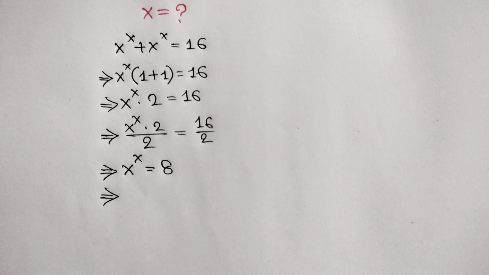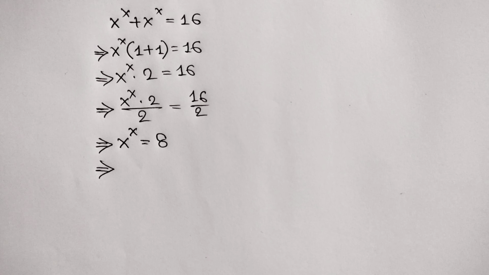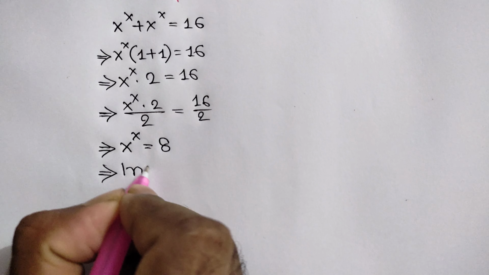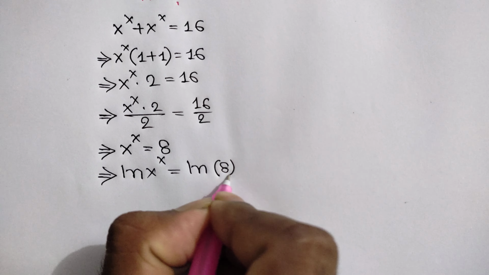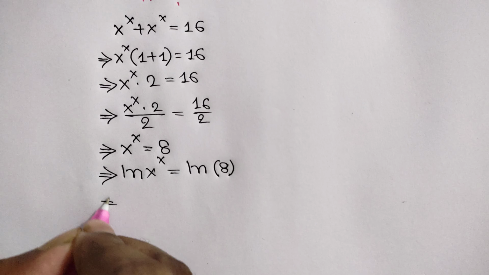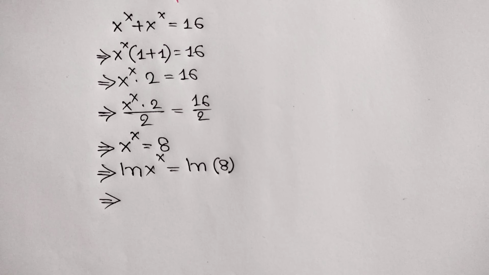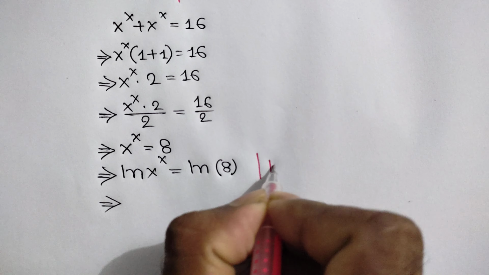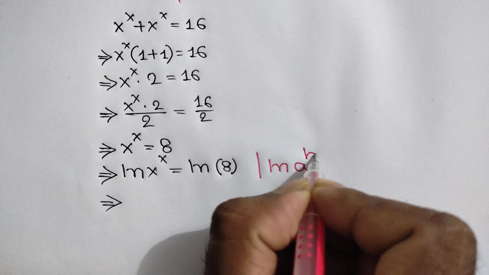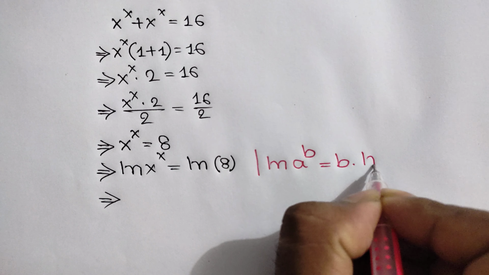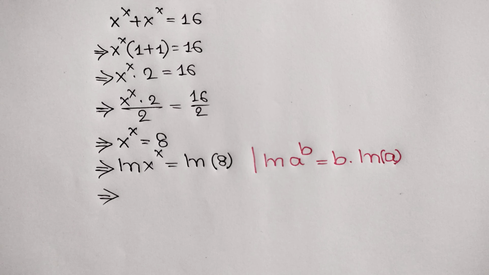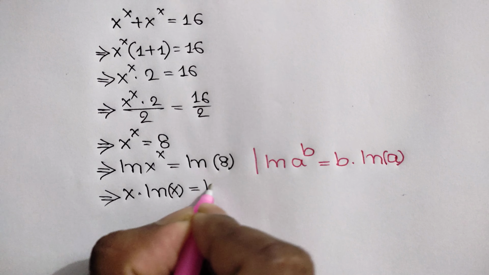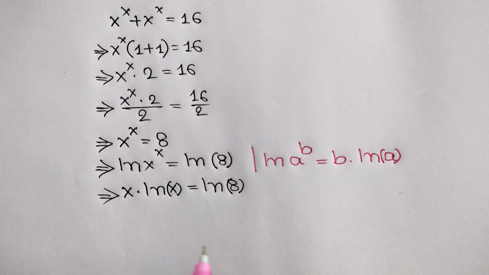Now taking ln on both sides, we can write here ln of x^x is equal to ln of 8. Now we know a logarithm formula: ln of a^b is equal to b times ln of a. Now apply this formula. Here we can write x times ln of x is equal to ln of 8.